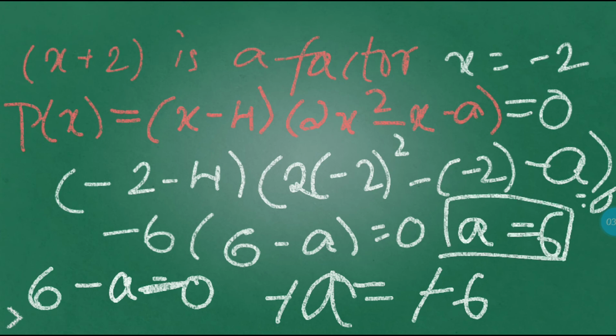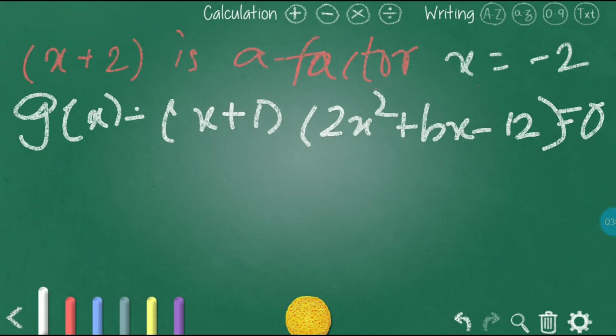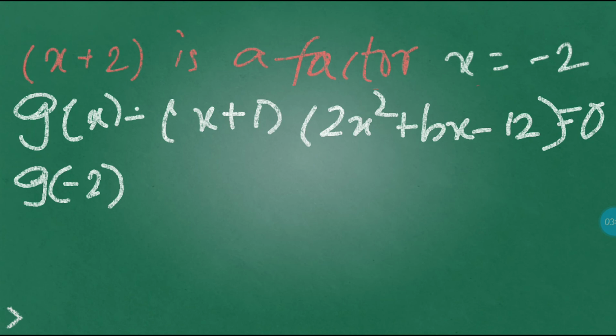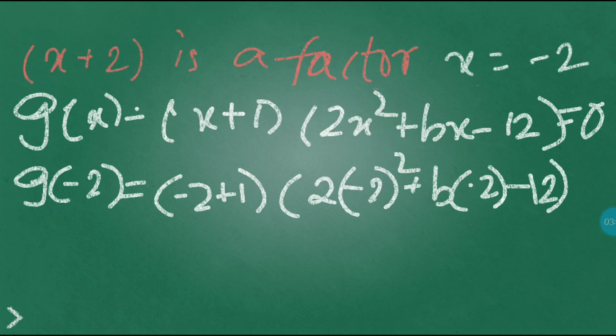Now a value we found. Now we have to find the value of b. So the second equation we will take now. Now this one we'll consider as g of x. So x is minus 2, so we have to see g of minus 2. So it will be, wherever you find x, put minus 2: (minus 2 plus 1) into (2 into minus 2 whole square plus b into minus 2 minus 12) is equal to 0.